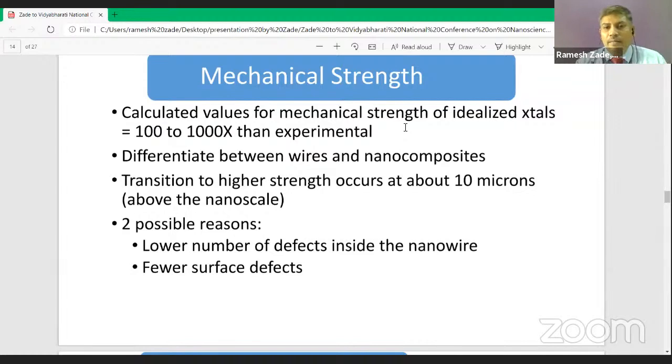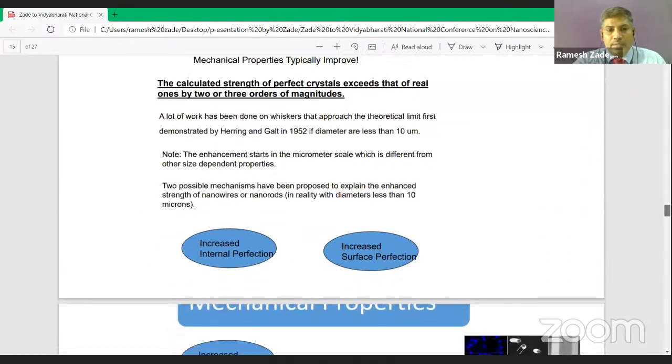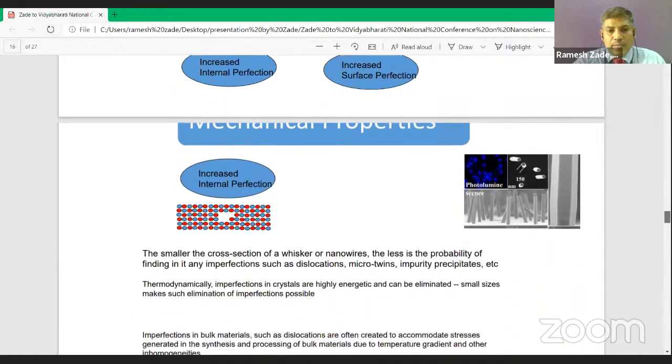Suppose you have a high-strength material made of this nanomaterial. Then we can have a lift from Earth to Moon made of this nanomaterial, because of this mechanical strength. It is probably due to two reasons, as I told you: a lower number of defects, and secondly, fewer surface defects. It is very important that we should not have defects at the surface, because nanomaterial basically depends on how the surface is. Again, this is a mechanical property.